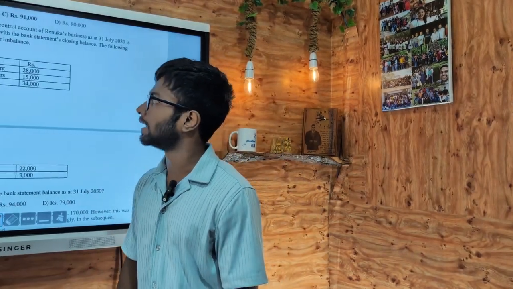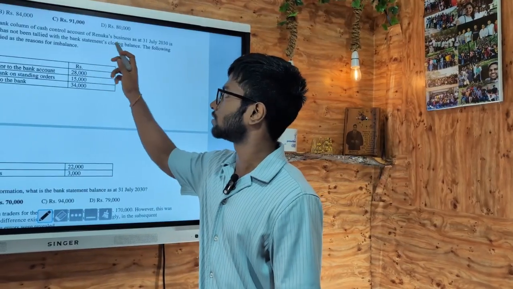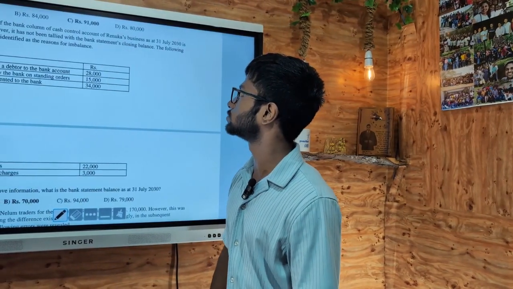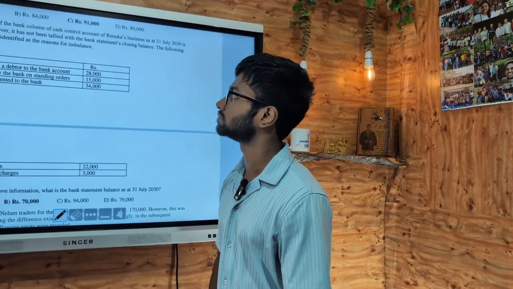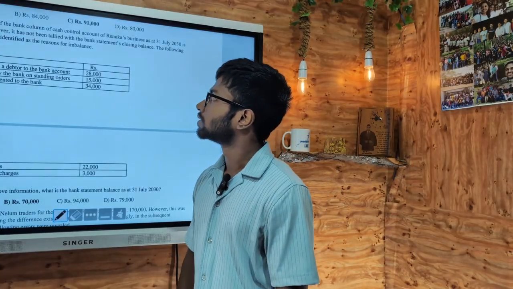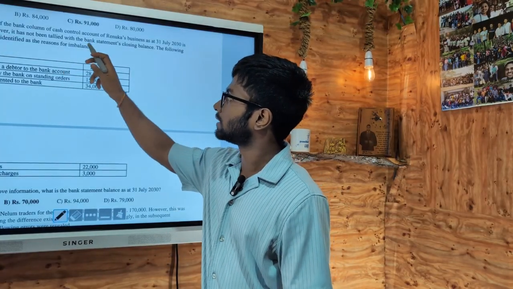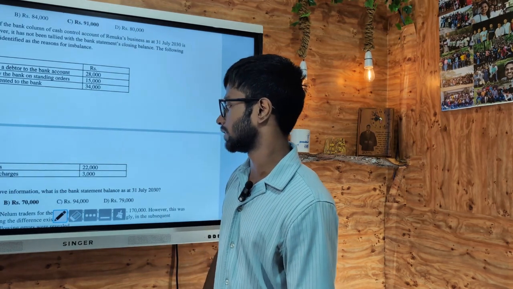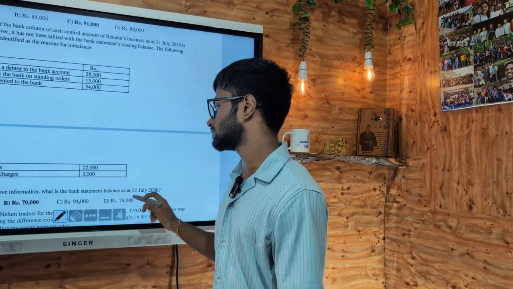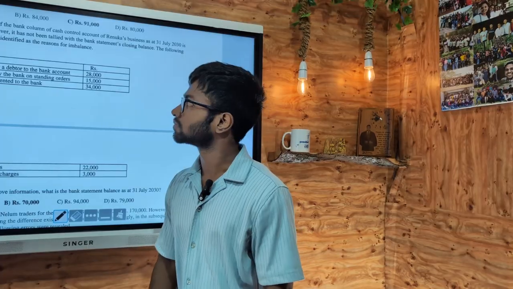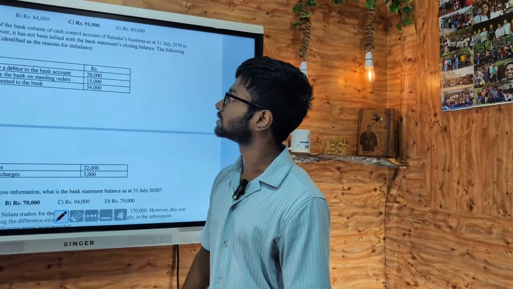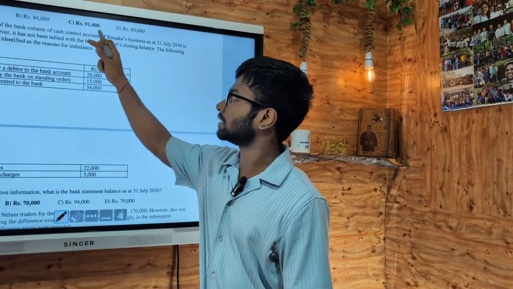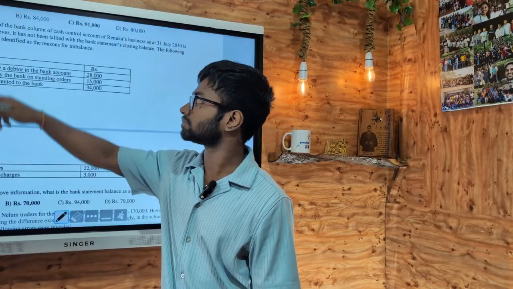So here they are saying the balance of the bank column of cash control of Renuka's business as at 31st July 2030 was 72,000. However, it has not been tallied with the bank statement closing balance. The following transactions were identified. So what we have to get is the bank statement balance at the end. So they have given us in the bank column the cash control balance that we have.